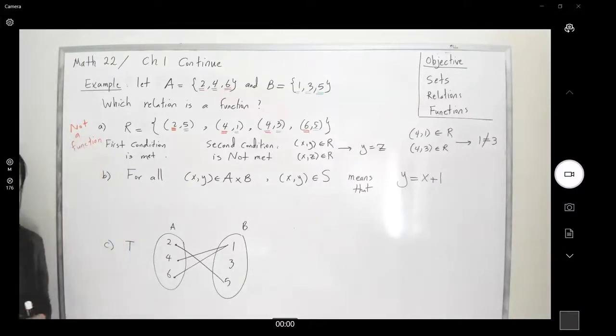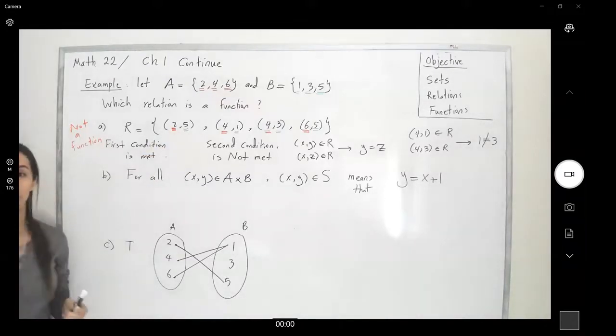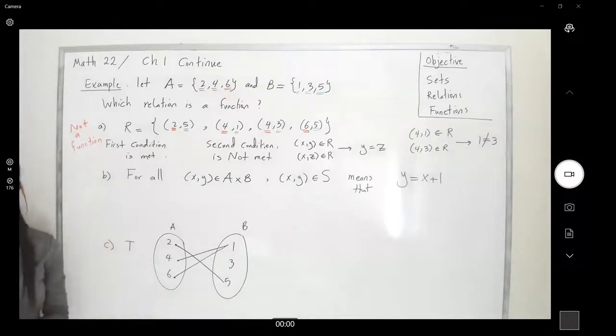You could just graph this and actually see it doesn't pass the vertical line test. You get 4 points in the XY plane, and it doesn't pass the vertical line test. It is not a function.